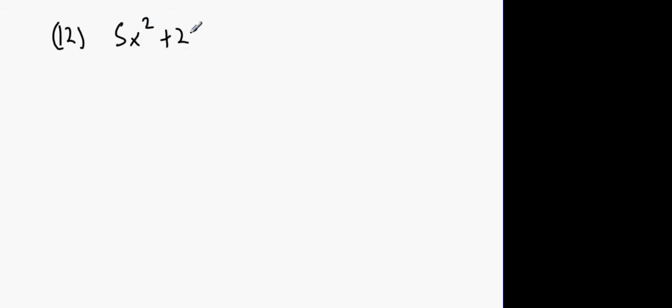21x plus 4. The first step, which everybody seems to know, is to multiply the 5 by the 4, the first number by the last number. This gives you a reference number of 20. Now, the reference number is 20. Now, where a lot of students seem to be slipping up is getting the factors of 20.